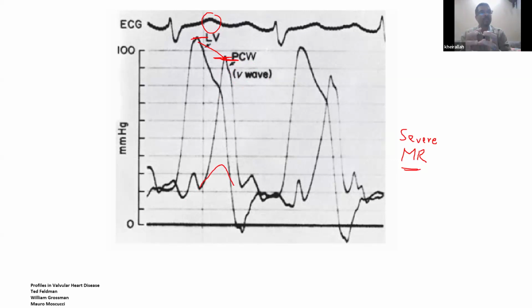That means the LV is contracting and the left atrium is filling with blood. Now when we have MR, it's a source of filling of the left atrium. So the V wave increases due to that. The magnitude of the elevation of the V wave corresponds to the severity of MR. So this is severe MR, this is ventricularization of the V wave.